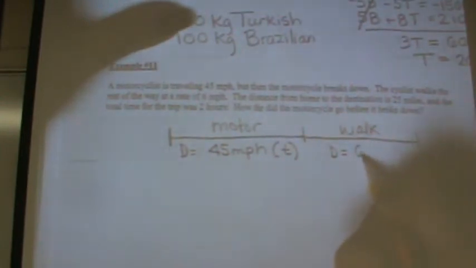So here you are on your motorcycle. I'm going to draw a little visual here. You're traveling at 45 miles per hour, and we don't know how long. So distance is equal to rate times time. And then it breaks down, and we walk. How far do we walk? We don't know. But we're going 6 miles an hour. So this is motorcycle, and this is walking, at 6 miles an hour.